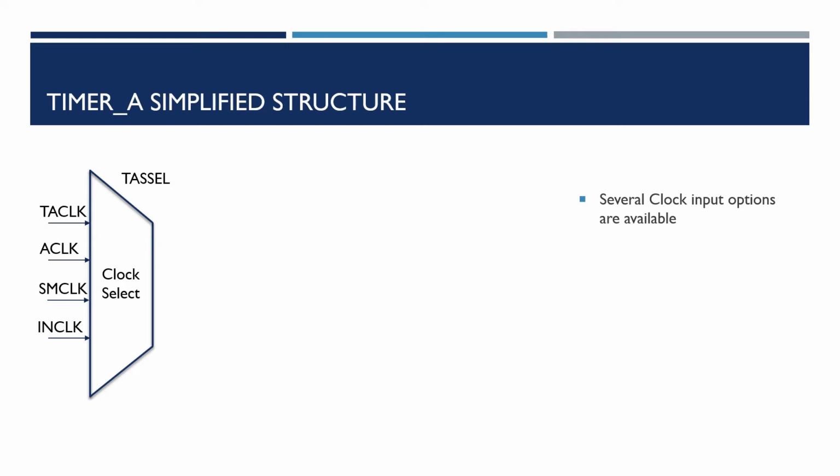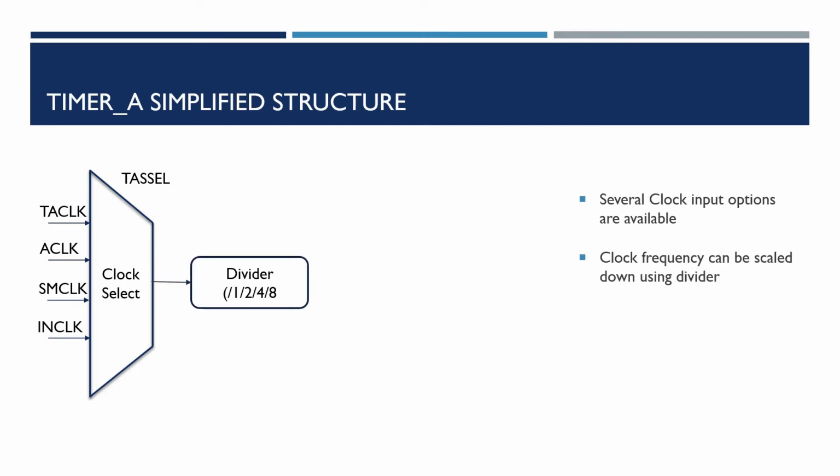Or if you want auxiliary clock, which is ACLK, for that, I think you need the 32 kilohertz crystal soldered onto your LaunchPad. Else you can go for SMCLK, which I have used for this particular program, which is 1 megahertz. Or you can go for inverted clock, which is, I think, TACLK but inverted, again an external clock. So this multiplexer, that is clock select, allows you to select from these 4 clock options, and we've selected SMCLK.